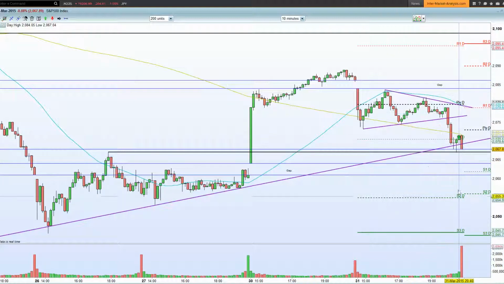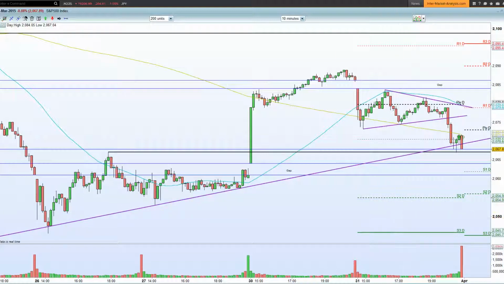Yes, we do have an unfilled gap below, but given the stronger consumer confidence data, I do want to err on the side of the bullish side on this occasion, and therefore I expect a potential move higher from this region. Okay, that's my expectations here with regards to the S&P 500 on a 10-minute chart.